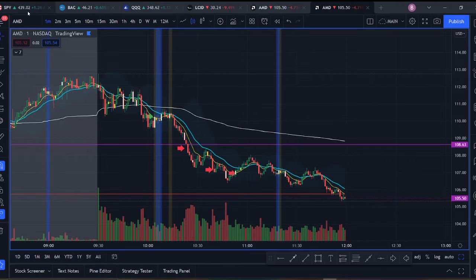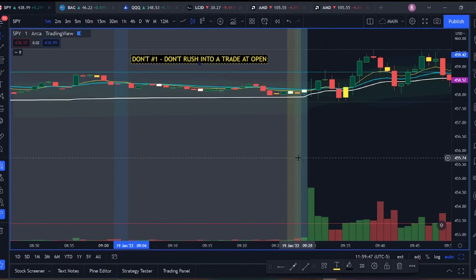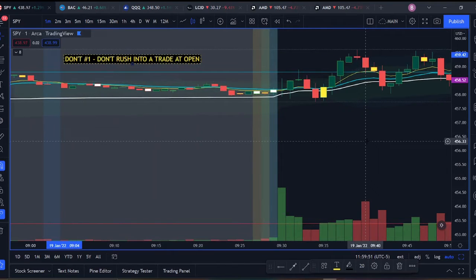Number 1, don't rush into a trade at open. So many new traders want to trade the open, and I get it, it's that quick money, right? I want to make my money and then I have the rest of the day. That is the dream, right? The problem is you can't just rush in on the first candle, you don't know what's going on.